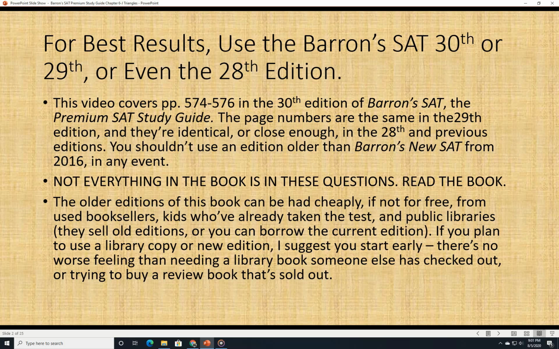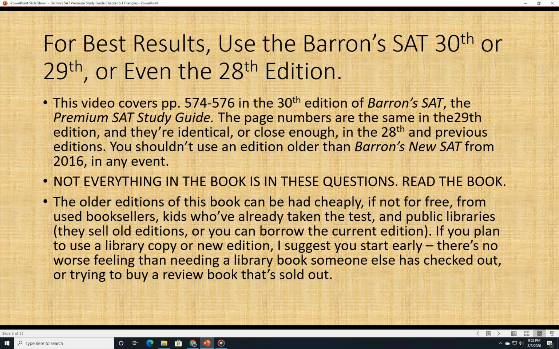Not everything in the book is in these questions. Please do read the book. Chapter 6 and even Chapter 5 are really good resources for SAT prep in the math, and the rest of the book is great for the rest of the SAT.